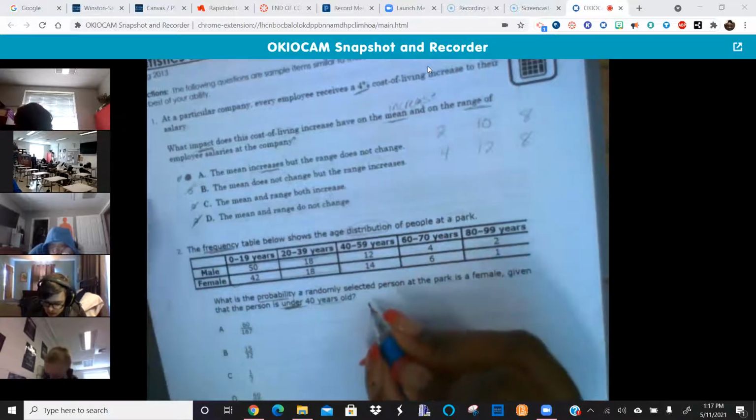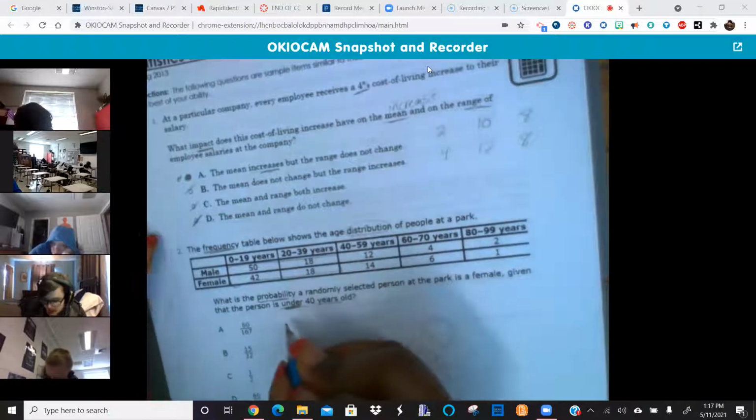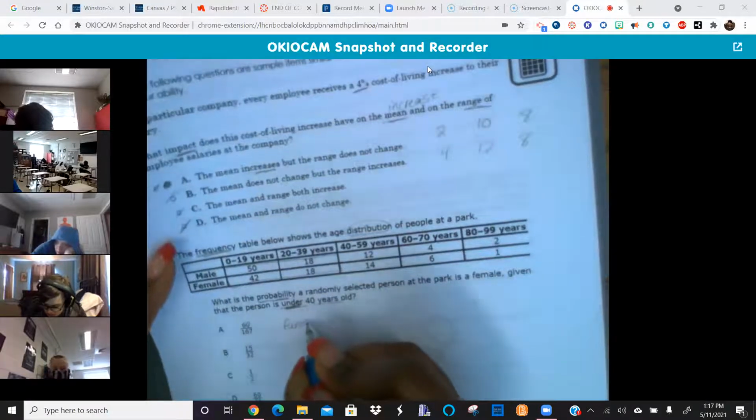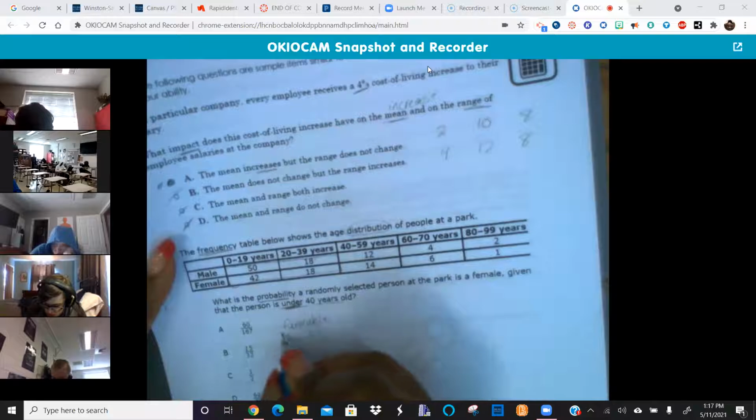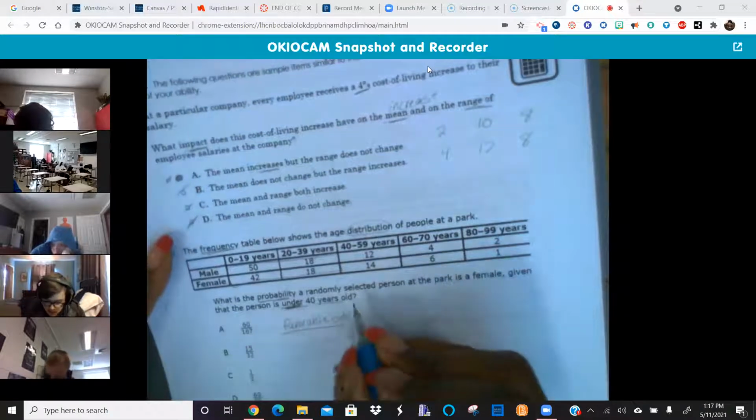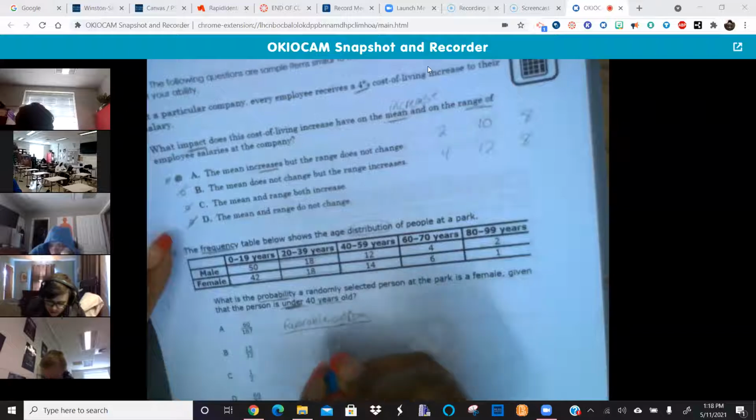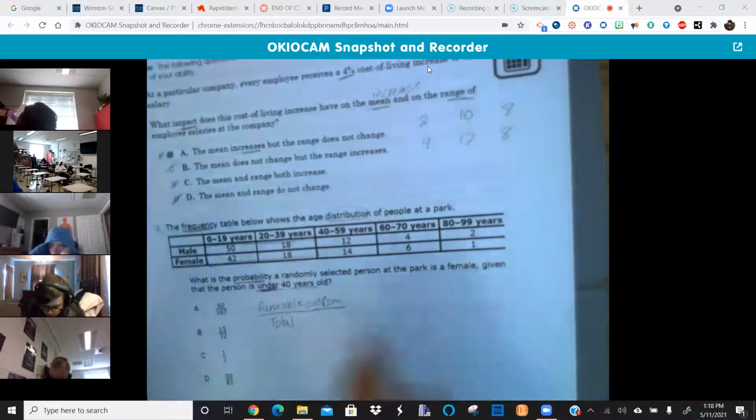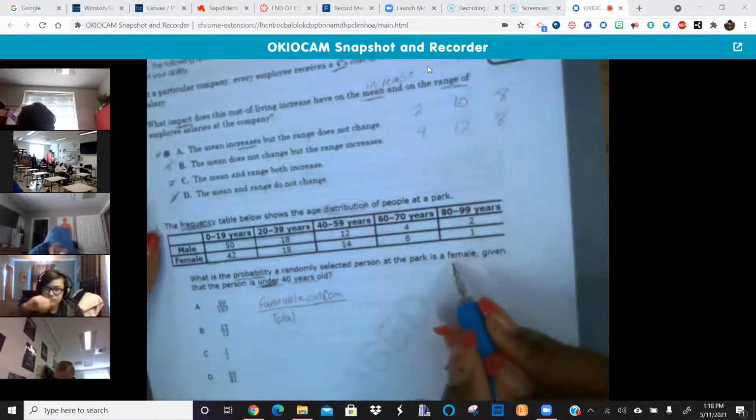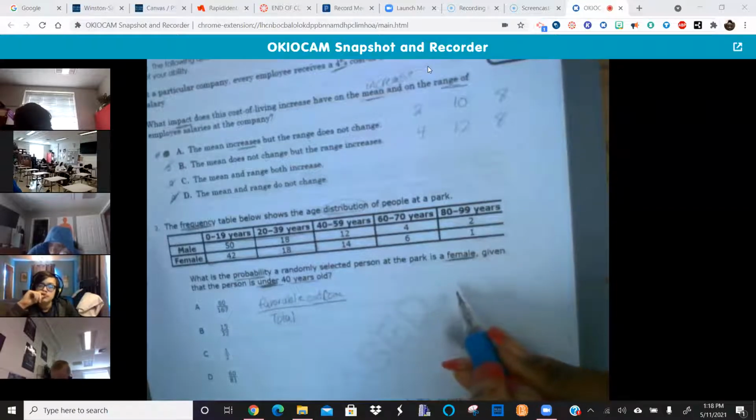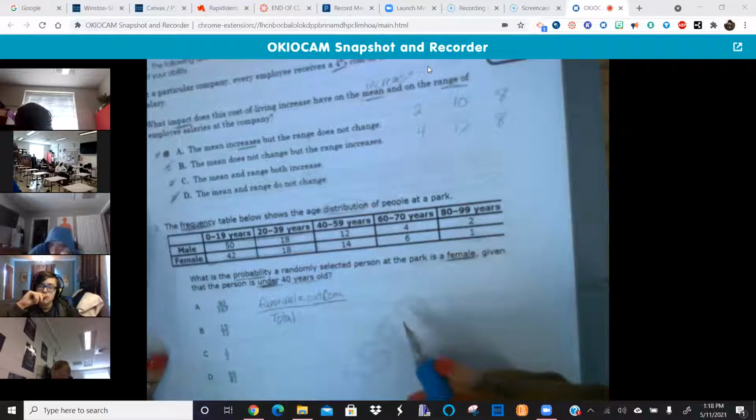All right, so we know the formula for probability is always your favorable outcome, what you're looking for basically, divided by the total, the grand total amount. So that's how you find probability. In this case, your favorable outcome is the number of females that are under 40, okay?